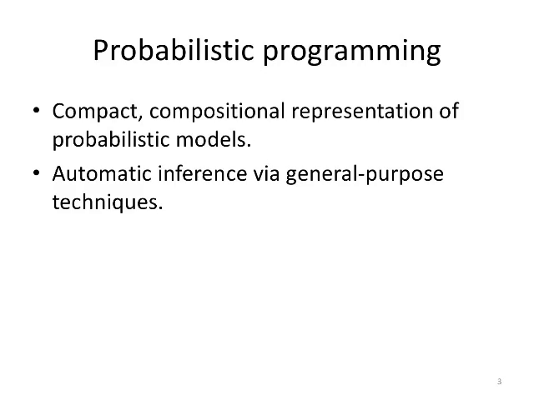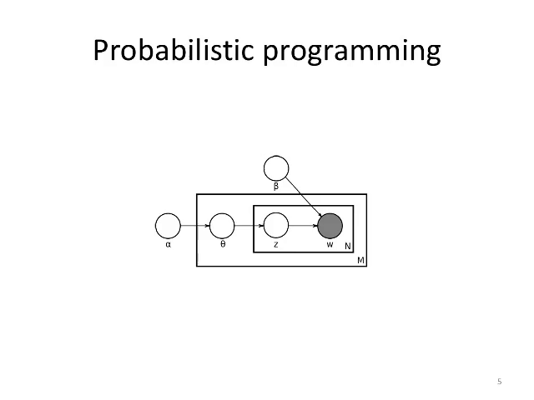So what is probabilistic programming? I usually like to describe it using these two bullets. First, it's a compact compositional representation of probabilistic models. For example, I hope many of you know the latent Dirichlet allocation model, famous enough, and this is the graphical representation of it. So when people look at it they can understand what happens, what connections, what dependencies.